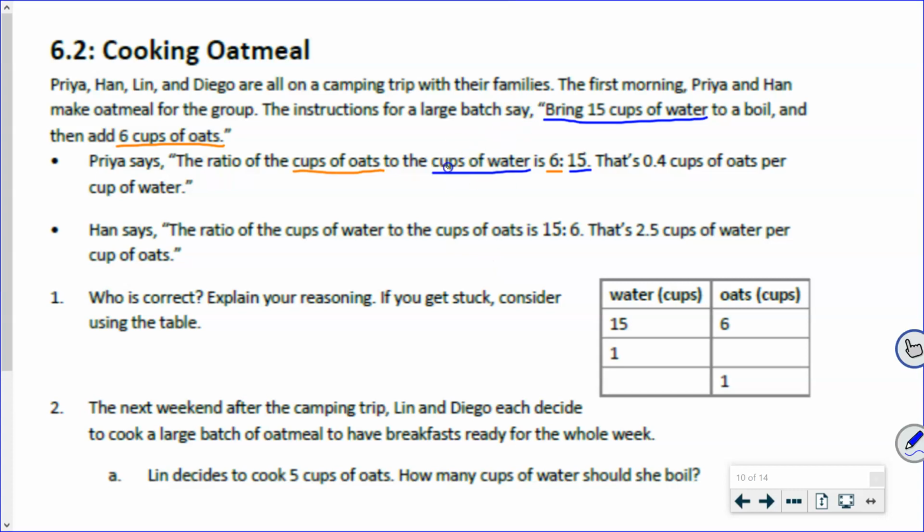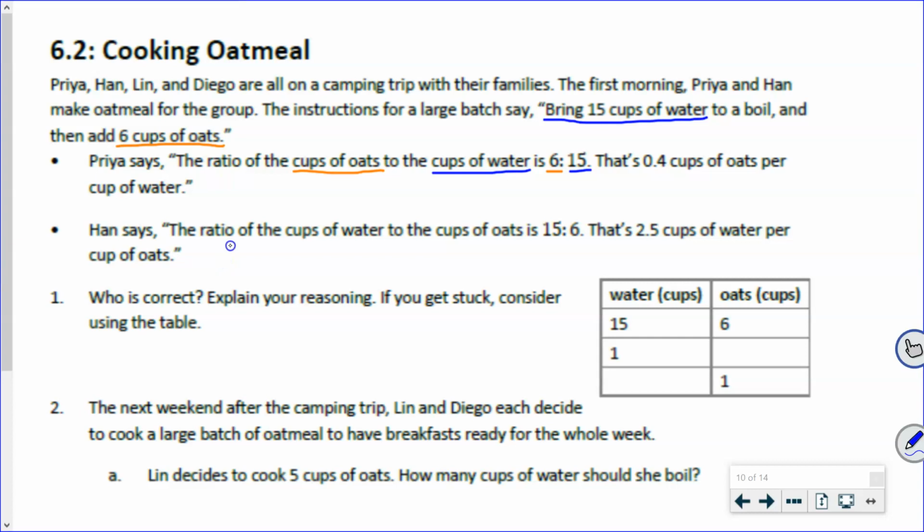So, cups of water, I've done that blue. Up here it says 15 cups of water. Here it says cups of water blue, and then it says blue 15. Is that all correct so far? Yeah. And it says 6 cups of oats, I did that orange. And it says cups of oats here in orange, and that would be 6. That seems correct, doesn't it?